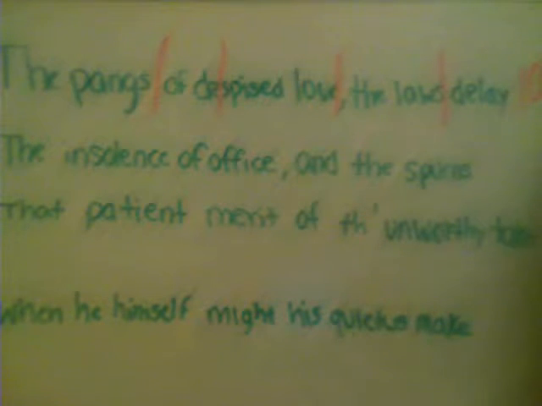Now that you've done that, you simply need to find the rhythm of the piece. So you want to figure out which syllables are accented and which syllables are unaccented. Mostly you can hear this when you say it: the pangs of despised love, the law's delay. But if you're having trouble, an easy way to do this is to pick a word that is 2 syllables long and say it how you would typically say it.